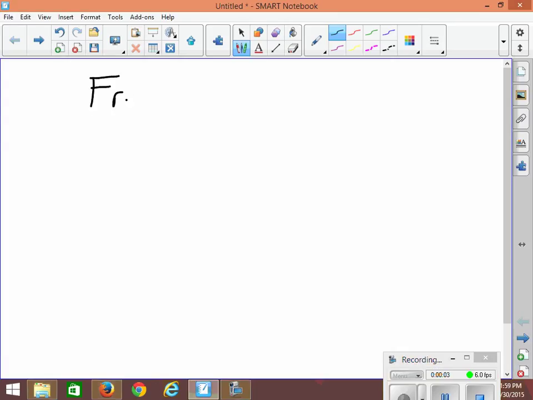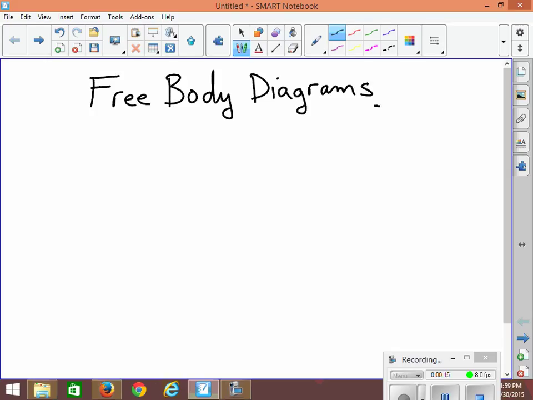Free body diagrams. The free body diagram is a critical part of any physics analysis of any situation. Every teacher and professor of physics that I've ever had has stressed the importance of the free body diagram, or for short, the FBD.